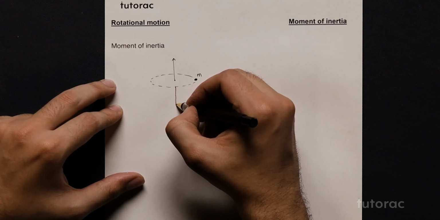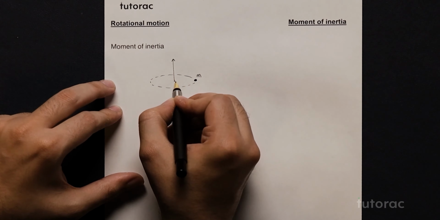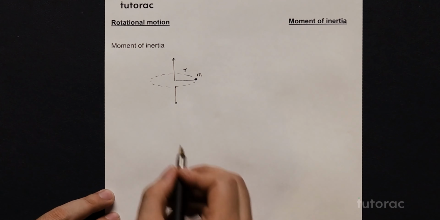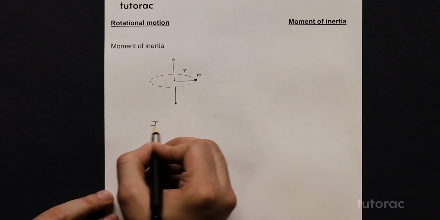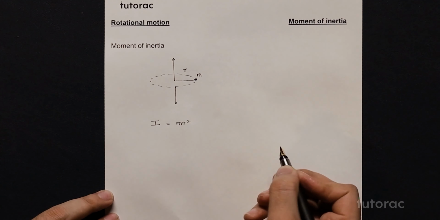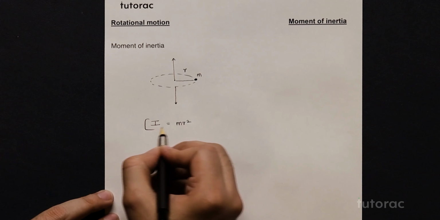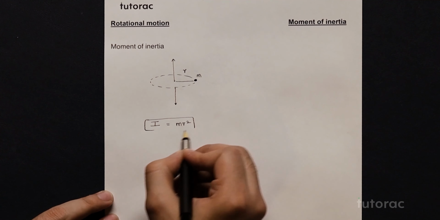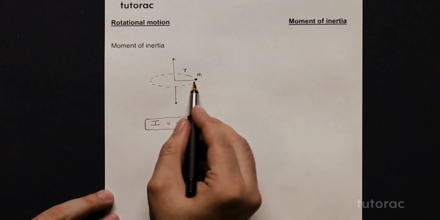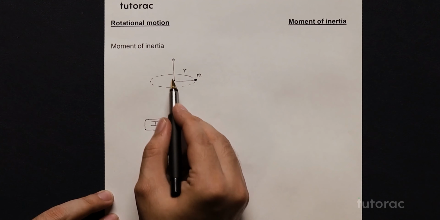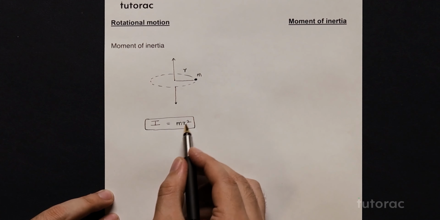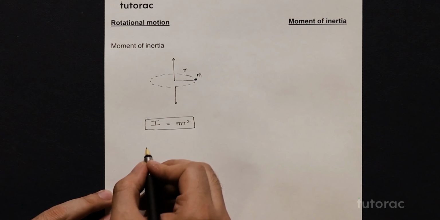Let us assume that the distance of mass from the axis of rotation is r. So the moment of inertia is given by a very simple formula, that is mr square. Moment of inertia is the product of mass and square of this perpendicular distance from the axis of rotation.